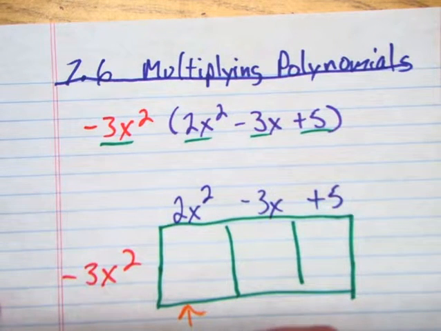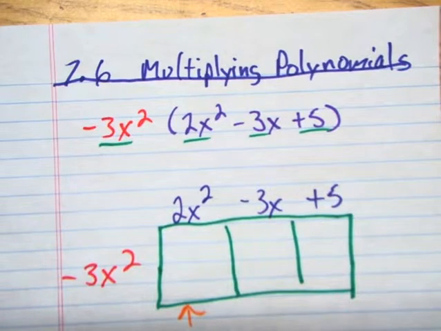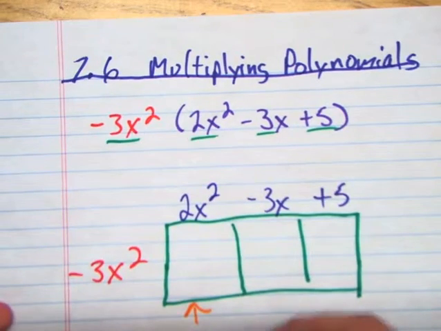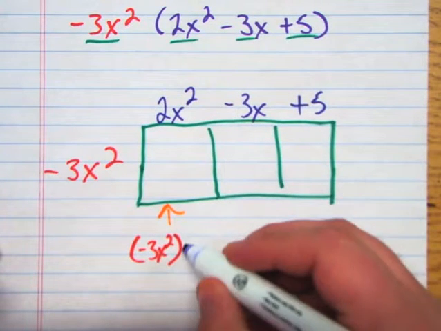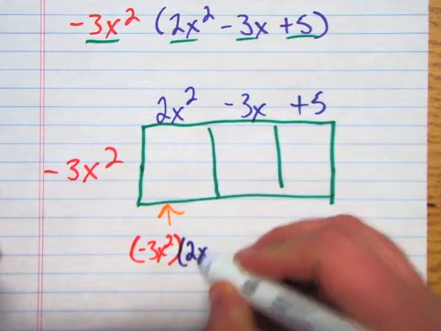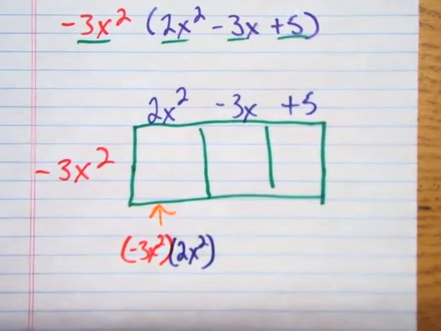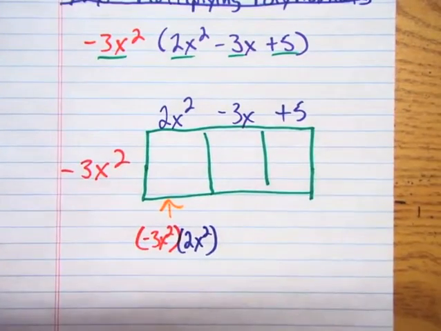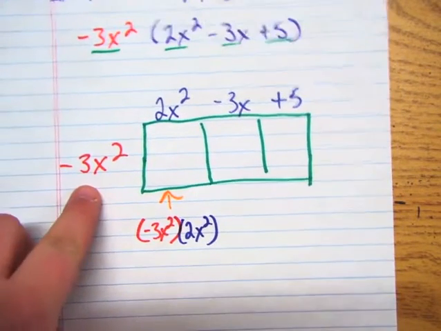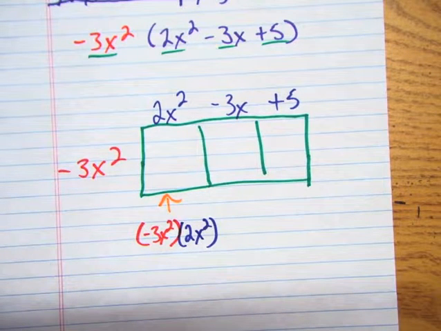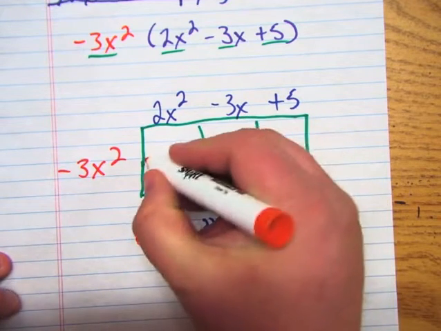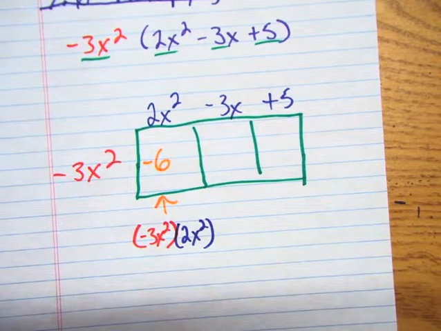Essentially, the answer that I'm going to put in here is just negative 3x squared times 2x squared. So we're just multiplying the row by the column. Let me zoom out a little bit so you guys can see the whole thing. I'm multiplying negative 3x squared times 2x squared. Now the way you do that is you multiply the number by the number and then the variables by the variables. So what's negative 3 times 2? Negative 6. All right, now what's x squared times x squared?